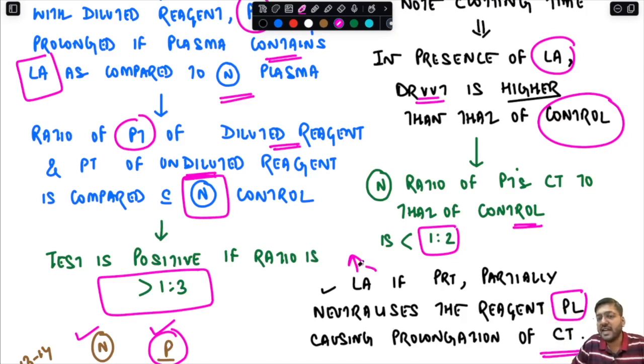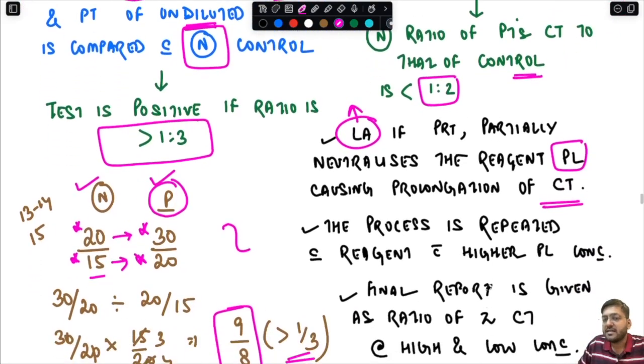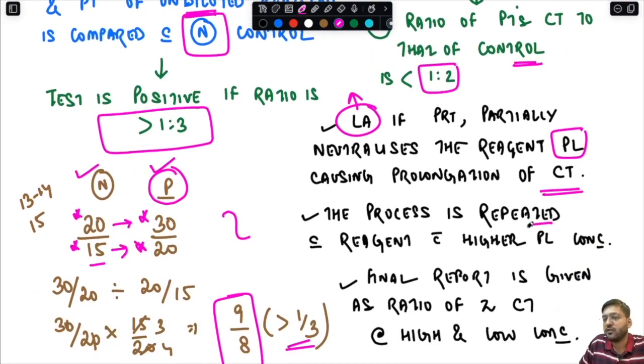Okay, if lupus anticoagulant is there, they are going to neutralize and bind with the phospholipid present on the surface of platelets, and therefore they are not going to allow this clotting process to occur, therefore causing a prolongation of the clotting time. The process is repeated with a reagent with higher phospholipid concentration.